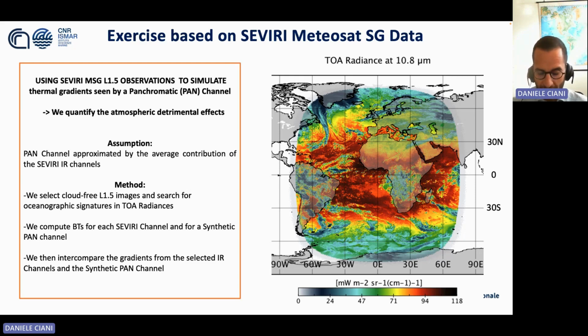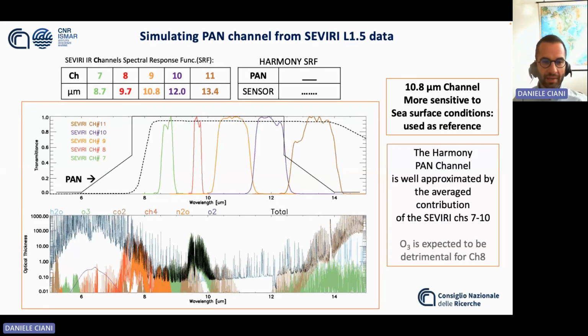So to understand a bit more clearly our strategy here, I present the spectral response function of the infrared channels from the SEVIRI sensor, which are the ones given in colors. In particular, the ones that are interesting for our study are the channels 7 to 10. And at the same time, you see the spectral response function of the HARMONY panchromatic channel, which is the one given by the black continuous line. And if you also consider the sensor spectral response function, which is given by the black dashed line, the combination of the 4 channels from 7 to 10 can be thought of as a proxy of the HARMONY panchromatic performances.